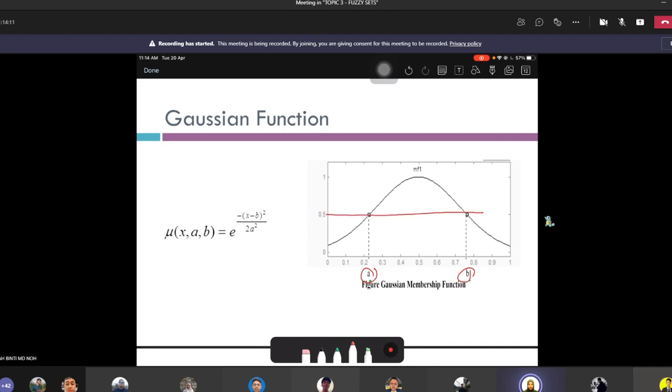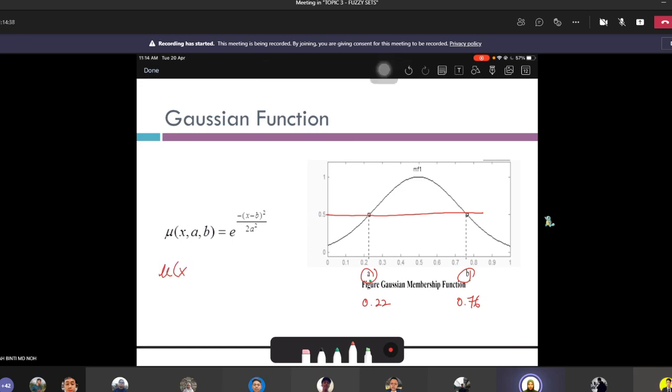Gaussian function ni sentiasa bell, maknanya dia sentiasa balance tau, dia takkan ke kiri ke kanan, dia tak skewed. So Gaussian function dia guna exponential. Alright, so bila exponential, identify je A dengan B kat mana. Okay, in this case, identify A katakan 0.22, B katakan 0.76. Okay, nampak gaya dia macam tu kan? Tak semestinya tepat lah.